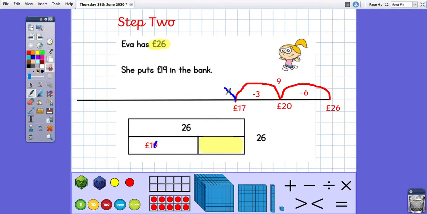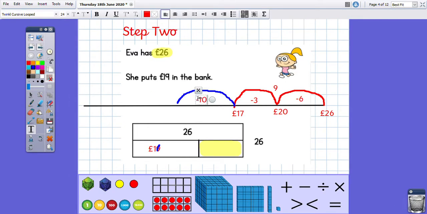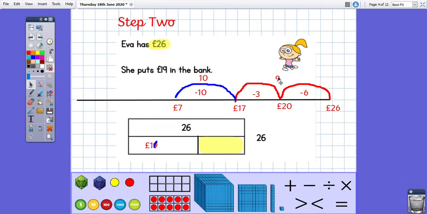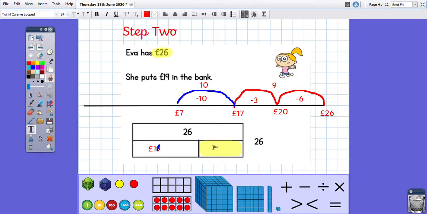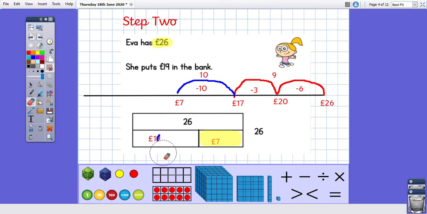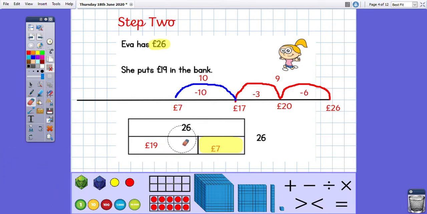So let's do one big jump. I'm going to take away 10. Pop that there, and that takes me to £7, because 17 take away 10 is 7, and then I just double check by making sure that all my jumps make 19. 10 add 9 is 19. So the amount that Eva has left is £7, because we know that 7 add 19 makes 26.